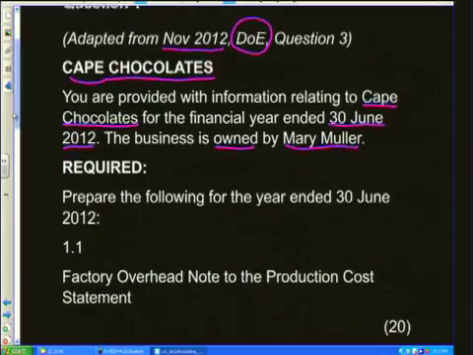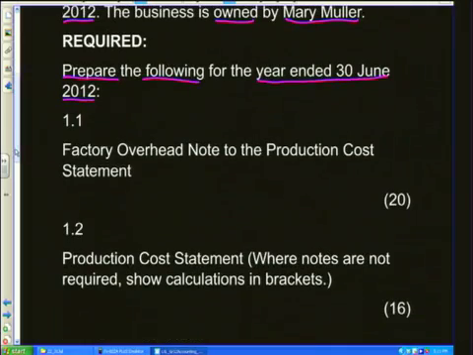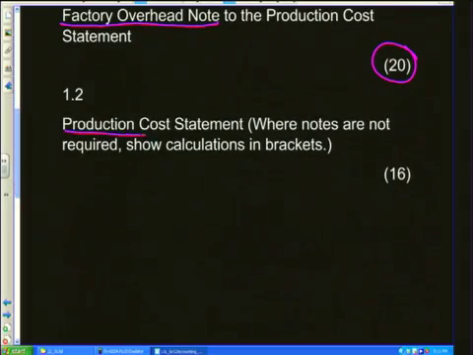And what we're required to do in this question is prepare the following for the year ended 30th of June 2012, the end of this business's financial year. First of all, we have to do the factory overhead note to the production cost statement for 20 marks. And then we have to do the production cost statement itself. They're asking you not to do the notes to the production cost statement. They've only asked for that first note on factory overheads.